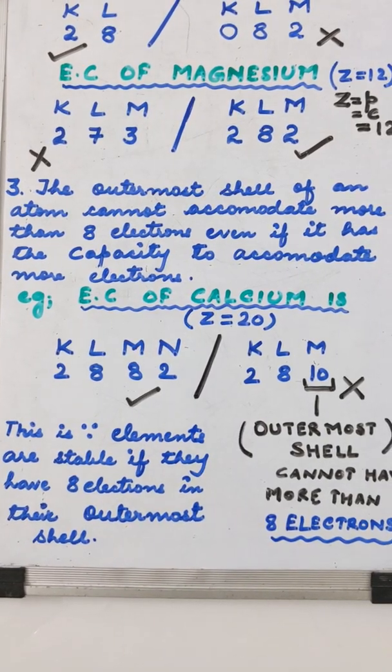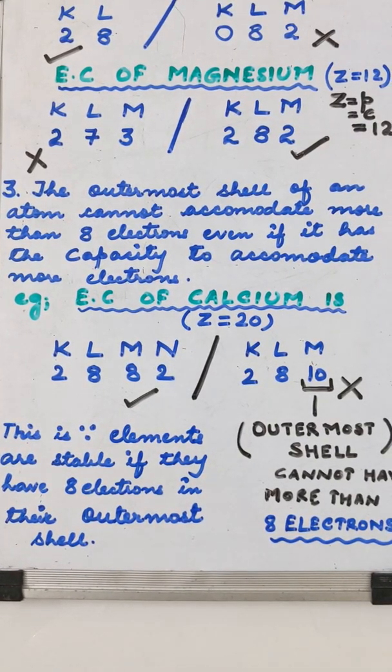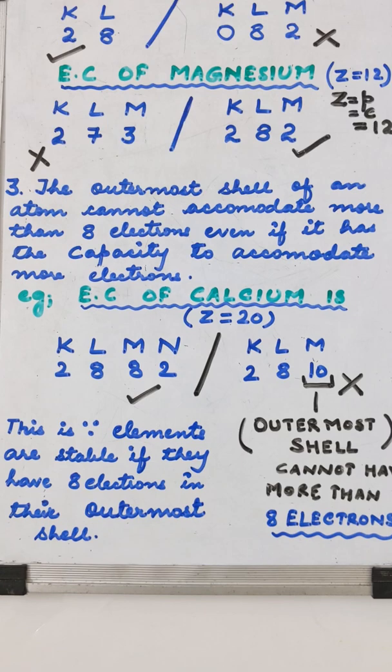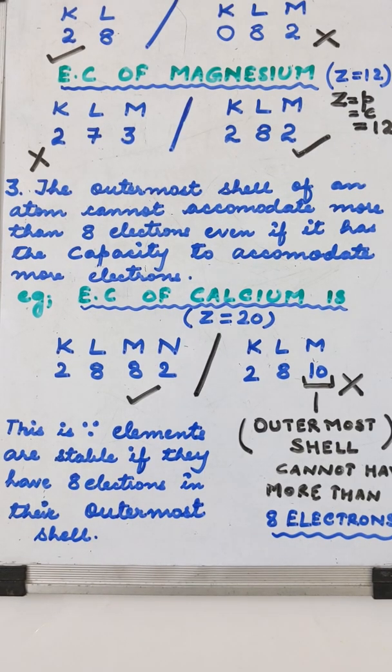Let us now move on to the third rule for electronic configuration, which is basically applicable for elements potassium and calcium. The outermost shell of an atom cannot accommodate more than 8 electrons even if it has the capacity to accommodate more electrons. Let's take the case of calcium. Its atomic number is 20. So we cannot write its configuration as 2 electrons in the K shell, 8 electrons in the L shell and 10 electrons in the M shell.